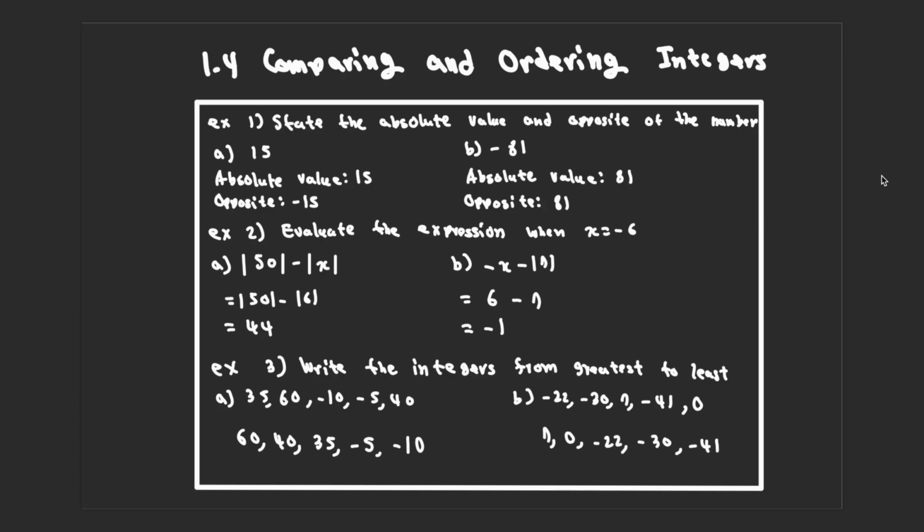The second question asks us to order negative 22, negative 30, 7, negative 41, and 0. Using the same logic that we used for the previous question, we can order these numbers to get 7, 0, negative 22, negative 30, and negative 41.